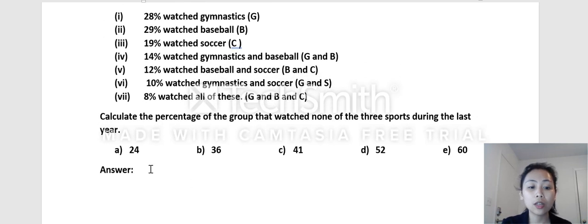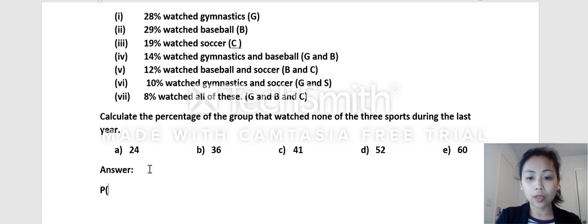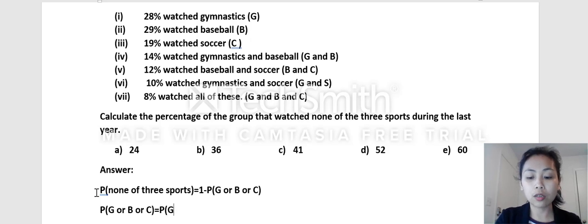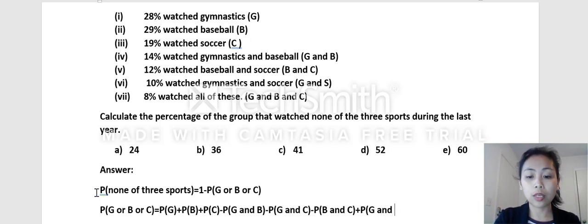We have 2 approaches. The first approach, we have probability that none of 3 sports equal to 1 minus probability of either G or B or C. You see that? And don't forget the addition rule. We have probability of G or B or C is probability of G plus probability of B plus probability of C minus probability of G and B minus probability of G and C minus probability of B and C plus probability of G and B and C.